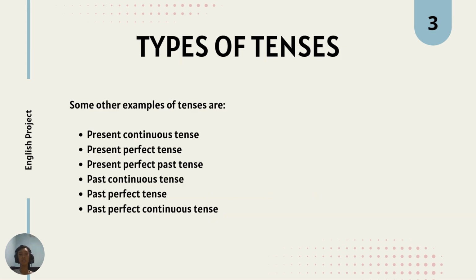Number 3, types of tenses. Some other examples of tenses are 1. Present continuous tense. 2. Present perfect tense. 3. Present perfect past tense. 4. Past continuous tense. 5. Past perfect tense. And then 6. Past perfect continuous tense.